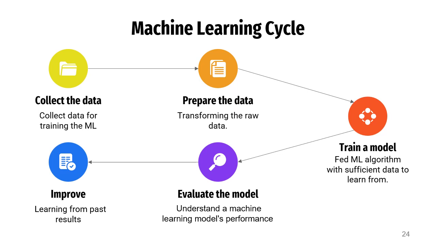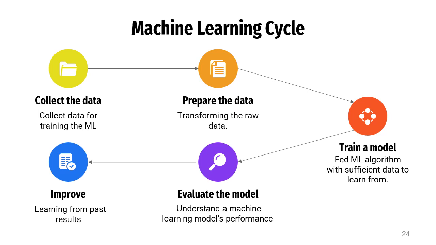After preparing the data or cleaning the data, we are now training a model. We are feeding the machine learning algorithm with sufficient data to learn from. So here we train our model with the data that we have prepared. Through the data, the model trains and learns from the things in the data set.